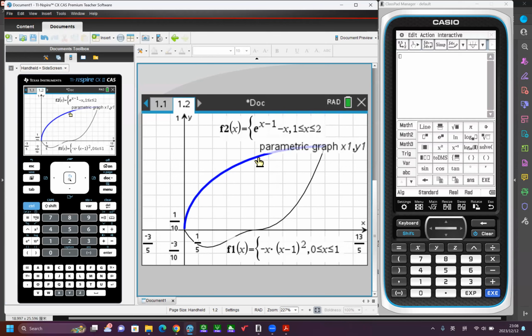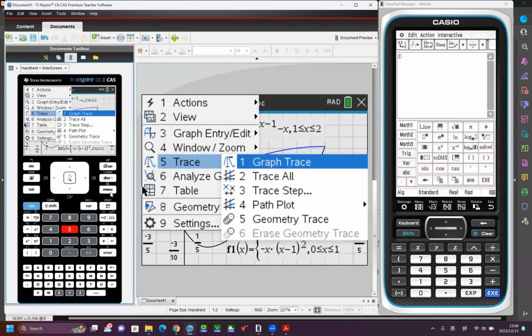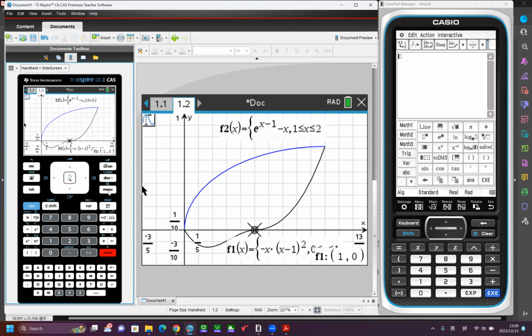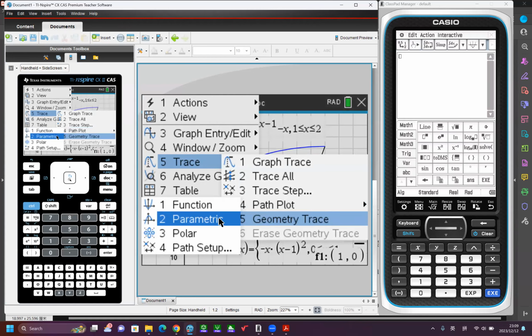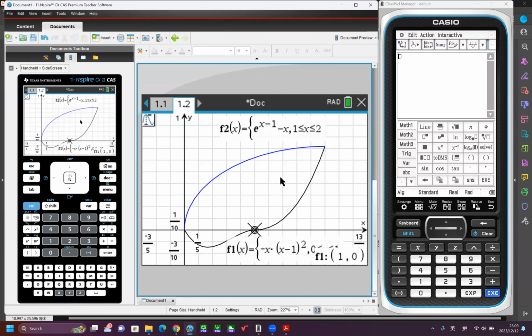You can actually trace a couple of points. Let's say menu, trace, graph trace. Anyway, let's just go back and sketch this one.